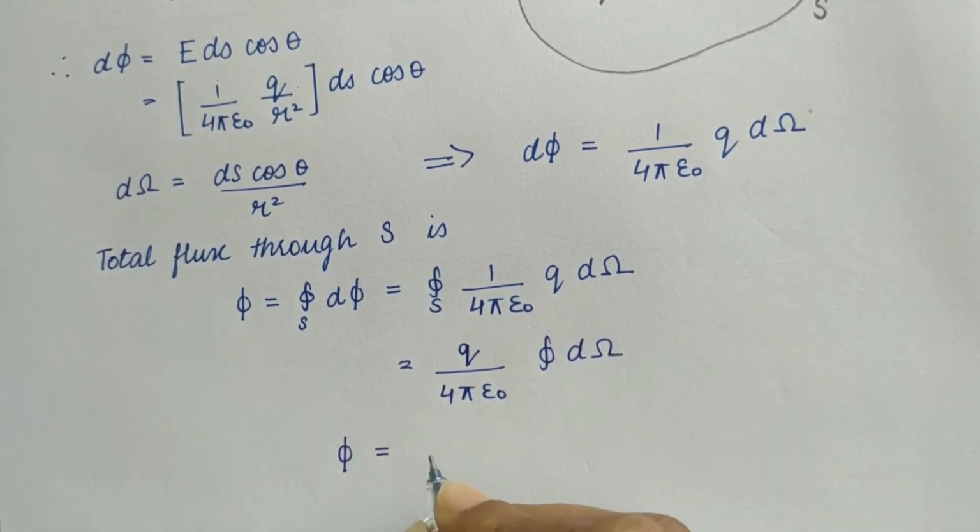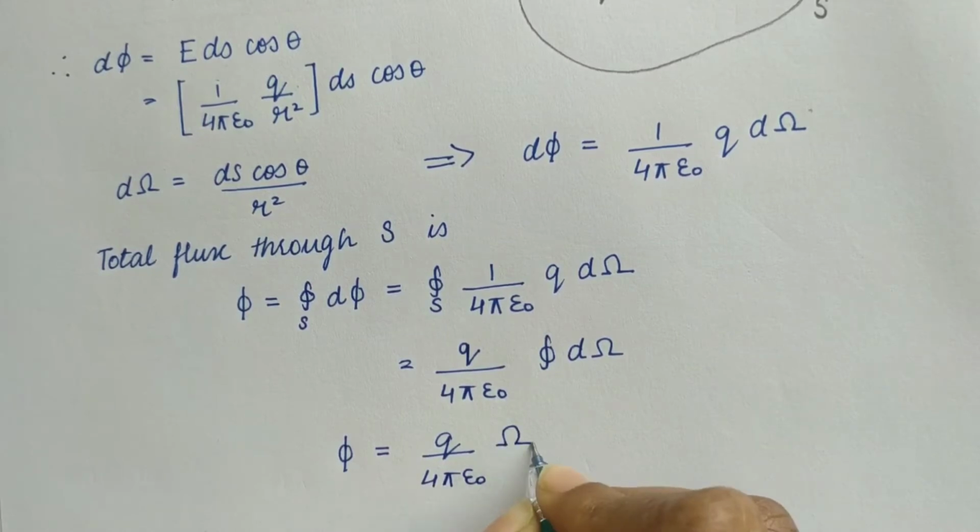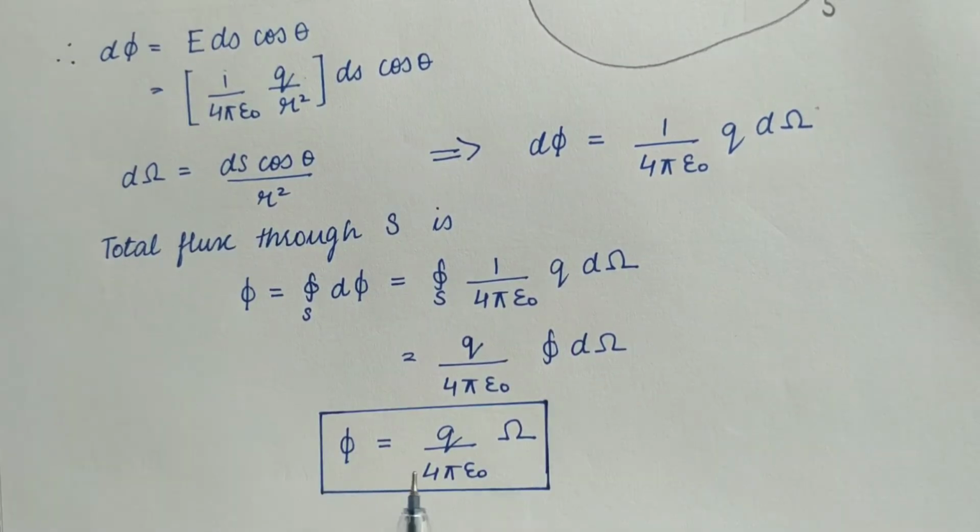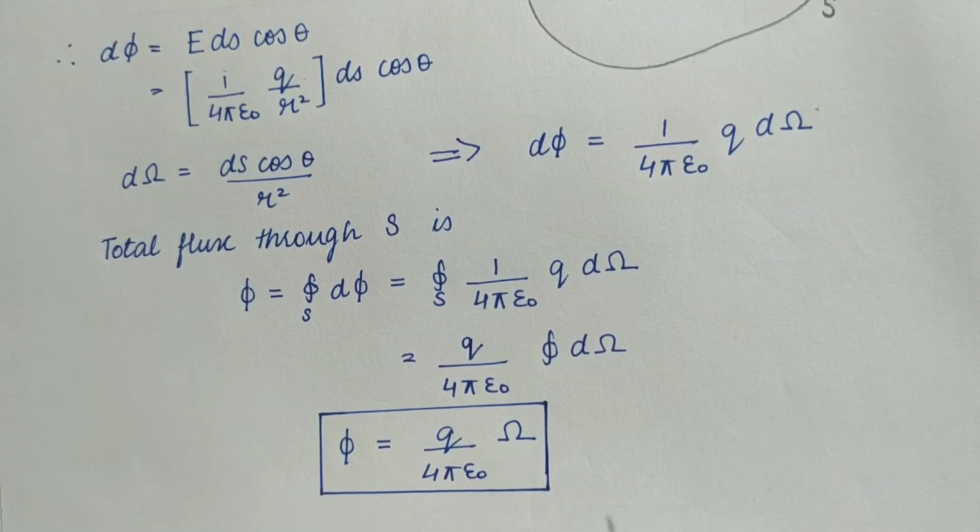So phi is equal to q upon 4 pi epsilon naught omega. So this is the total flux through the closed surface S. Here the hypothetical surface S subtends the total solid angle omega at the point of location of the charge q. Now putting the value of omega that we have calculated, 4 pi and 0.